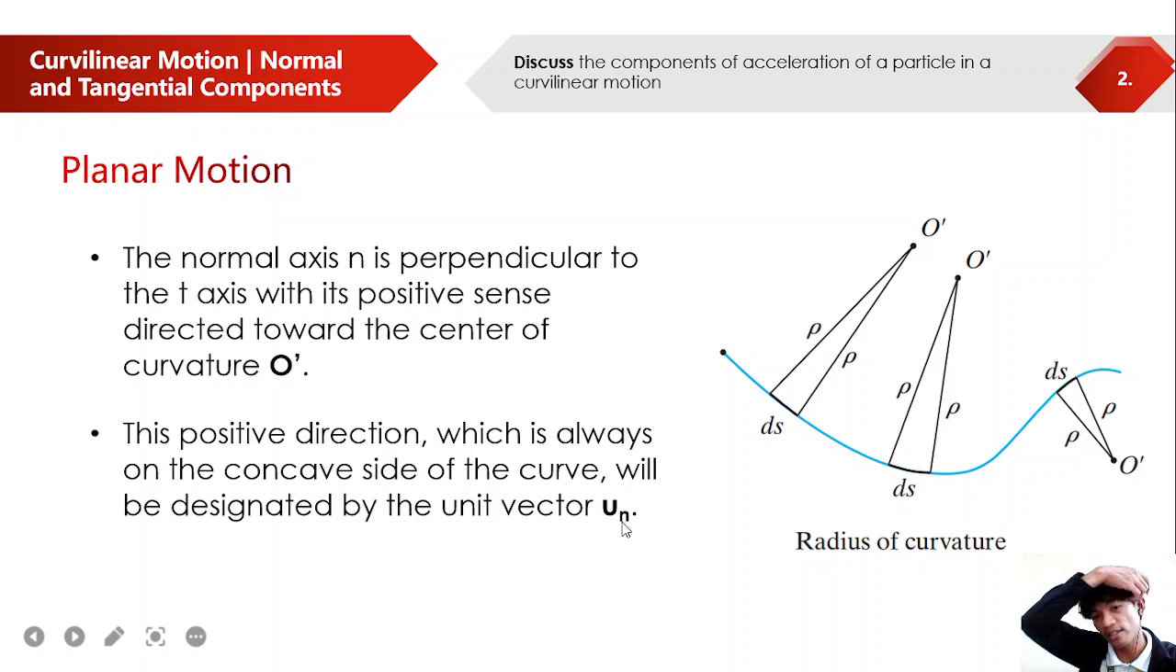Now, for our tangential, u sub t. Now, for our normal, u sub n. Okay? Again, the positive side of our normal axis is on the concave side of our curve. So always the concave. Again, as you can see here in the figure, the concave side is facing up, on the upper side, and then in the next curve it is on the lower side. The positive sense of our normal axis is always on the concave side.